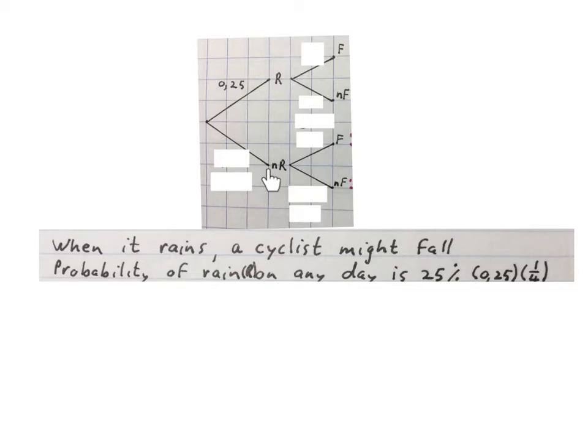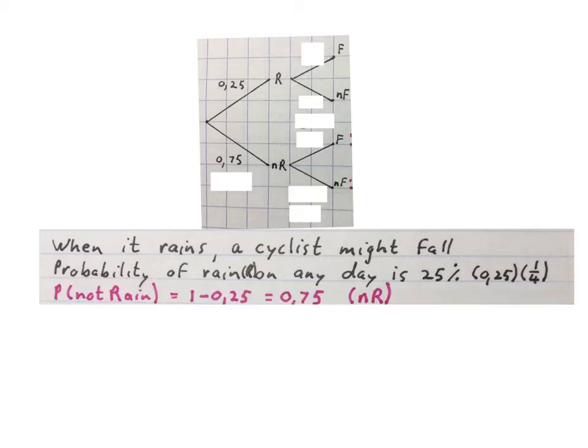Then the not raining probability will be 0.75. The probability of not raining is 1 minus the probability of raining. That's why the not raining is 0.75, which we write over there. And remember, every set of branches must add up to 1.